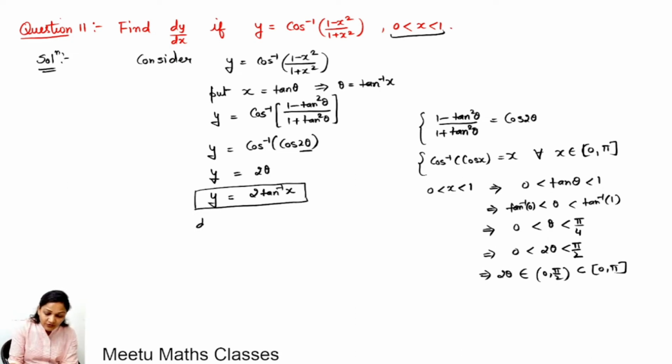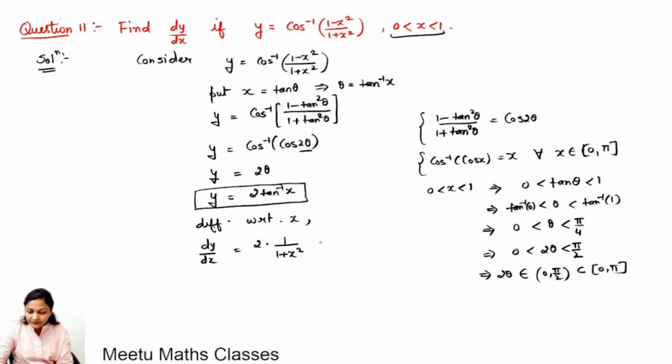Now differentiate our y with respect to x. We get dy by dx is equals to 2 into the derivative of tan inverse x, which is 1 upon 1 plus x square. So your answer is 2 upon 1 plus x square.